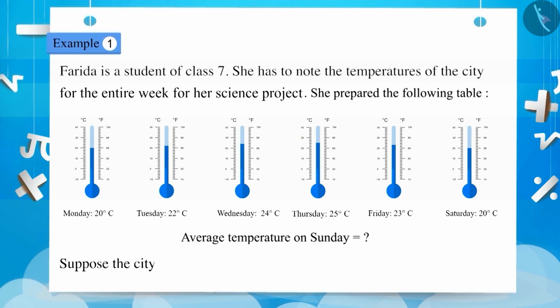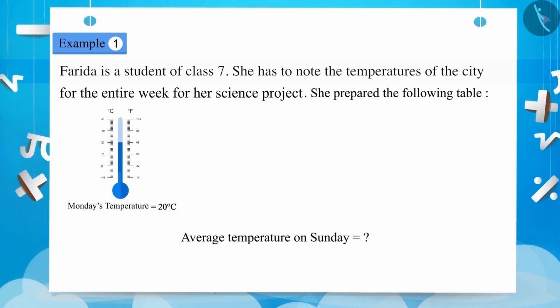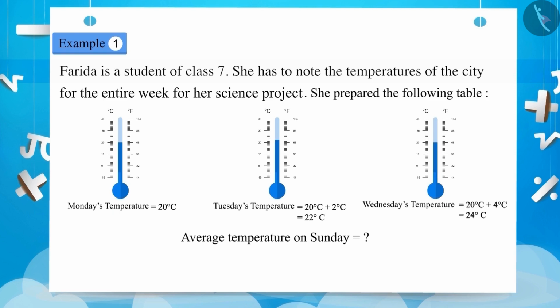Suppose that the city's average temperature is 20 degrees Celsius. If you look at the entire table carefully, you can see that the average temperature is changing constantly. Temperature on Monday is 20 degrees Celsius. On Tuesday, it is 20 degrees Celsius plus 2 degrees Celsius, which is 22 degrees Celsius. On Wednesday, it is 20 degrees Celsius plus 4 degrees Celsius, which is 24 degrees Celsius.